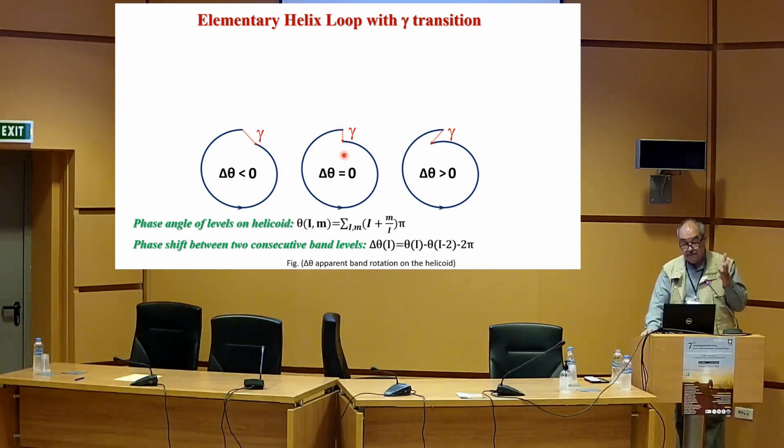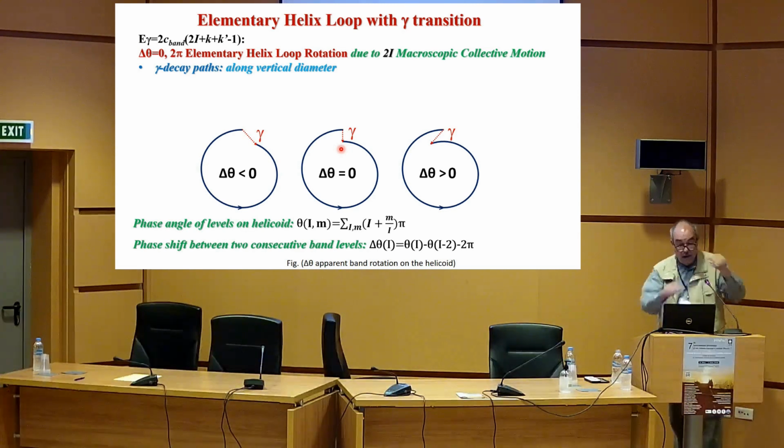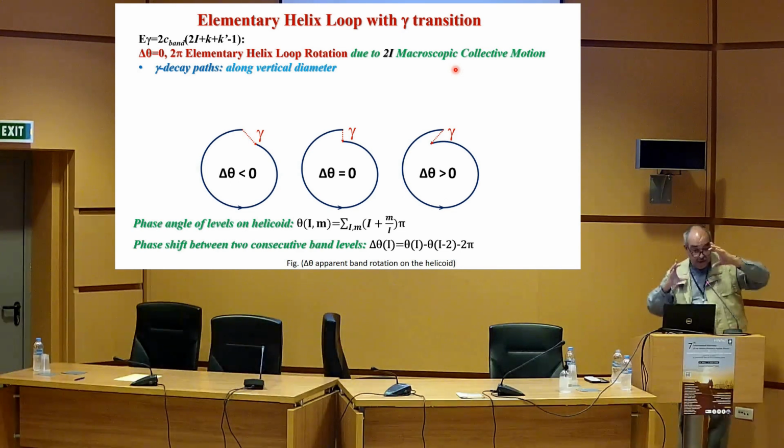Now, we have this typical situation. That corresponds to the first ideal pattern. We have transitions between levels which are going to be directed along the diameters, basically. Now, delta theta 0 means we have no k plus k prime, and that's going to be an elementary helix group of 2 pi. And that's certainly done by only the 2I. We have no k's. So that describes the macroscopic rotation of the collective motion. And this is kind of the participation of the rigid body in the rotation.